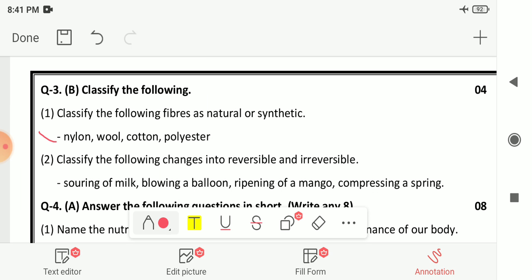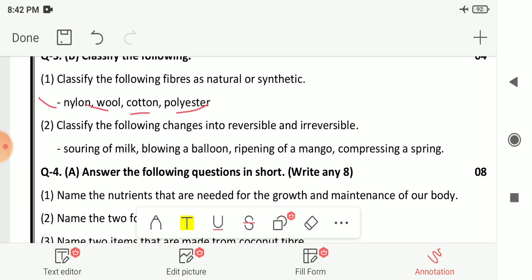The first one is nylon. So nylon is the synthetic fiber. The next one is wool. Wool is the natural fiber as we are getting it from the sheep and different animals. Next one is cotton. Again cotton is the natural fiber. We are getting this from the cotton plants. And last one is polyester. It is the synthetic fiber which is made in the laboratory by doing certain processes on chemicals. So this one is the classification.